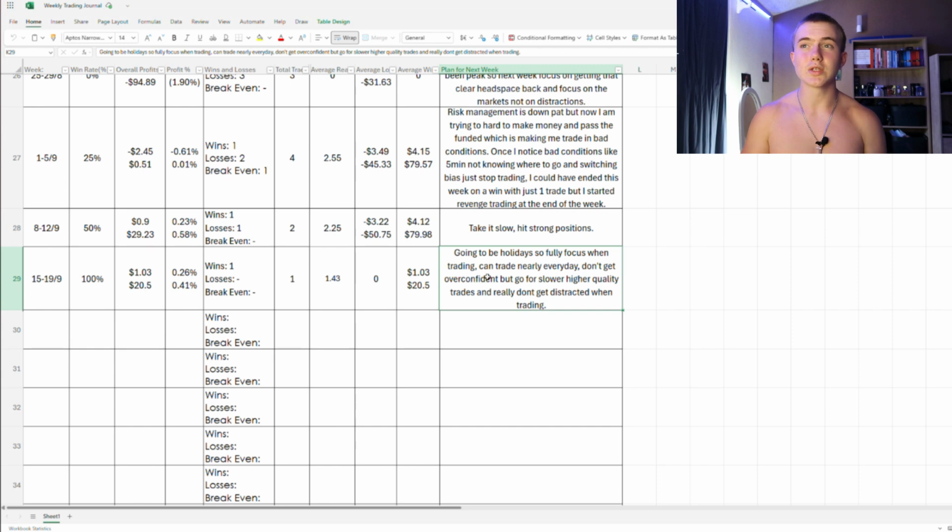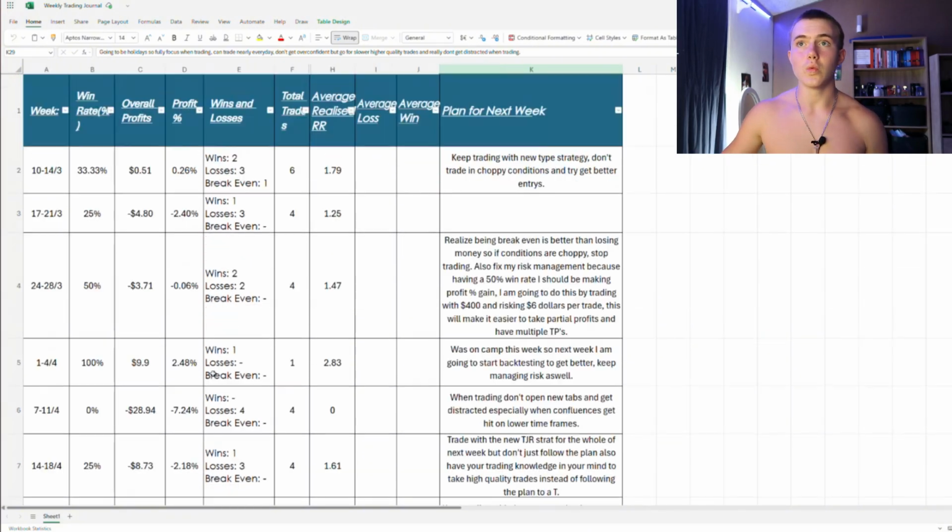So what I want to do next week is I just want to focus. There's not going to be school. I'm going to be just fully focused. I can work out in the morning. I can get everything done, and trading fully locked in. Now this is the weekly trading journal. If you guys want to pause and copy this down.